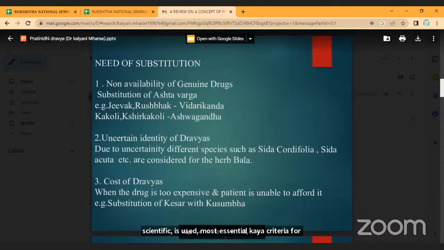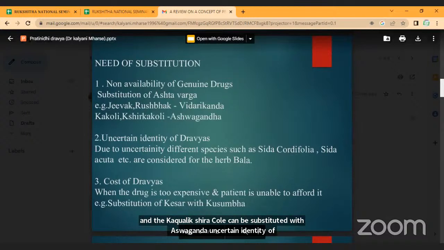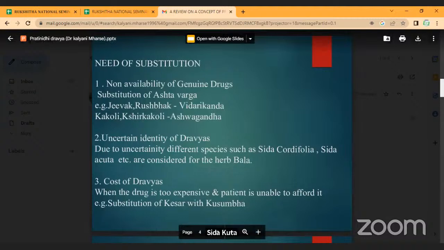Need of substitution. Non-availability of genuine drug, substitution of Ashtak Dravya: Jivak, Rishabha can be substituted with Vidarikanda, Kakolik, Shir Kakolik can be substituted with Ashwagandha. Uncertain identity of the Dravya: due to uncertain different species such as Sida cordifolia, Sida acuta, etc. are considered for the herb bala.